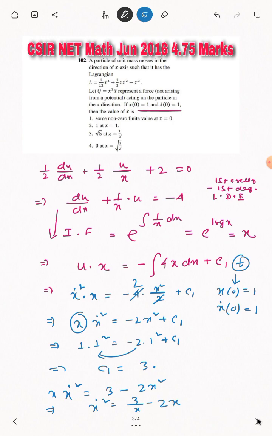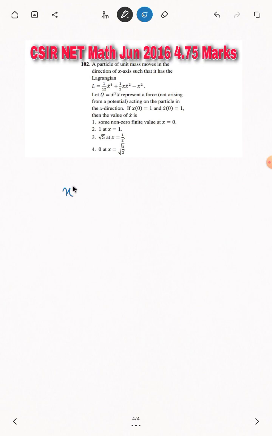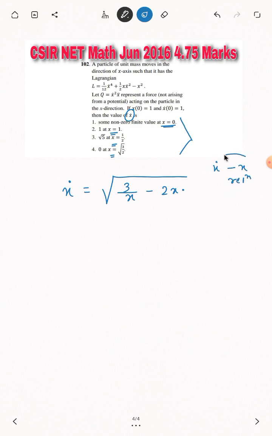So what will be our x dot? That is the question. x dot is equal to root over 3 by x minus 2x. From the question it is very much evident. Look at the options. They have asked about x dot at different values of x. So ultimately in this solution process we should have a relation between x and x dot. We must establish this relation. Unless we establish this particular relation we cannot solve it. So this will be that relation.